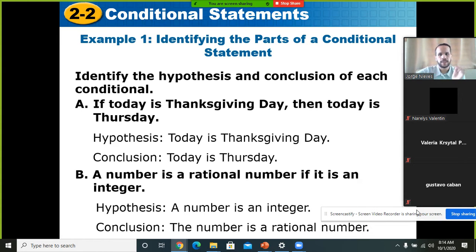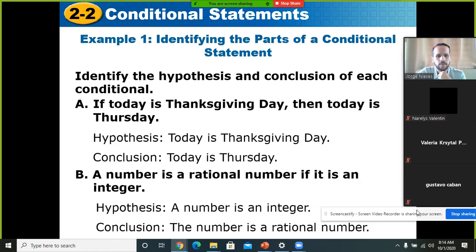¿Entendimos? So example A: say if today is Thanksgiving Day, then today is Thursday. Okay. So the hypothesis is today is Thanksgiving Day. So we can say that the conclusion is, well, today is Thursday. Okay. So we have to read it again.